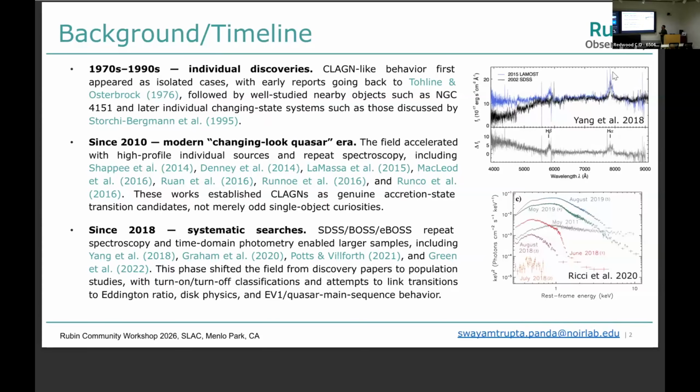Starting in 2018, we have been doing these searches a little more systematically from SDSS, BOSS, eBOSS, and after that DESI, where we are getting a lot more repeat spectroscopy and simultaneous time-domain photometry, which has enabled larger and larger samples. There are a lot of works doing this, and now we have entered a phase from discovery papers to population-size studies, with knowledge about turn-on and turn-off classifications, and trying to understand what actually leads to the phenomenon of changing look AGNs, which is at the heart of the question.